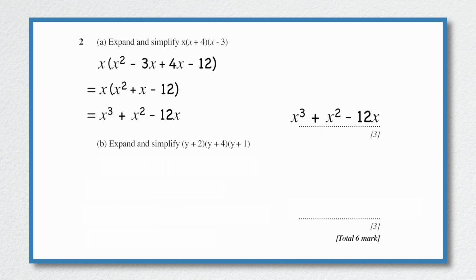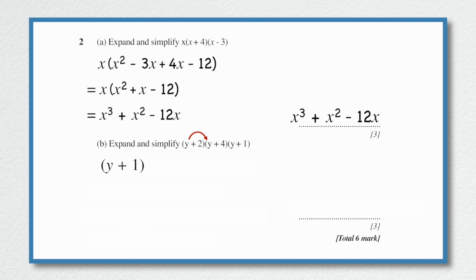Part B, expand and simplify y add 2 multiplied by y add 4 multiplied by y add 1. How I would tackle this is expand 2 of the brackets first of all. And I'm going to expand y add 2 multiplied by y add 4 as they happen to be the first 2 bracketed expressions. I'll begin by writing down y add 1, as I'm not going to do anything with this for the time being. Now let's expand the other 2 brackets.